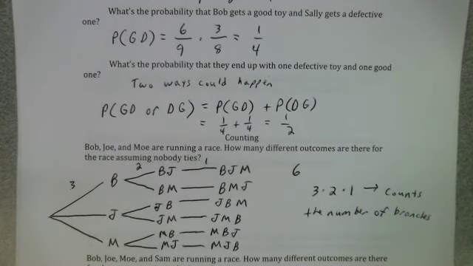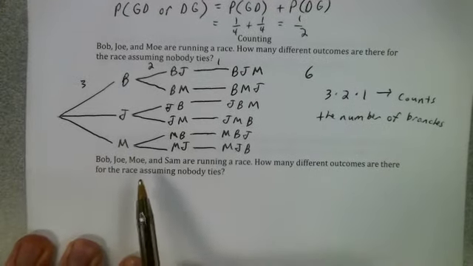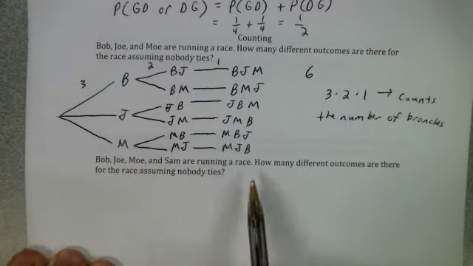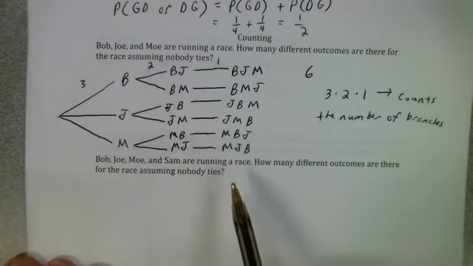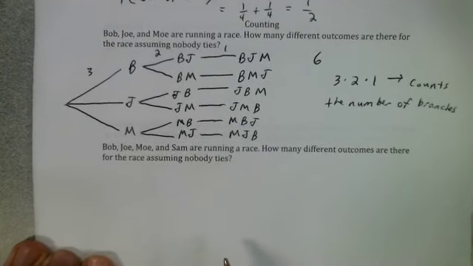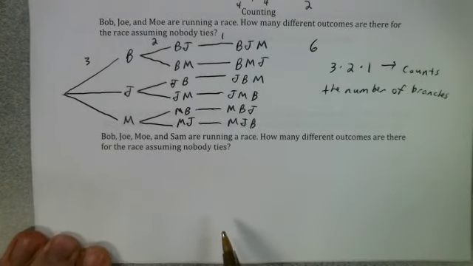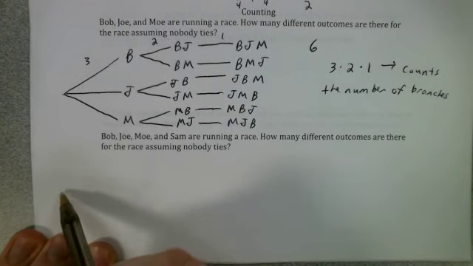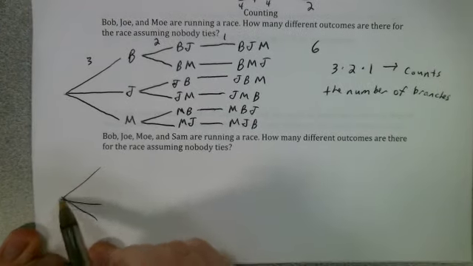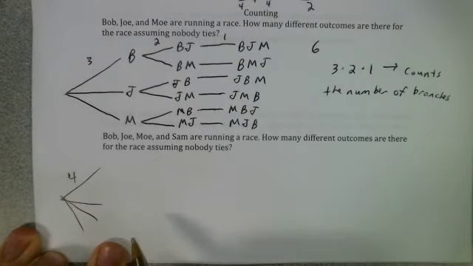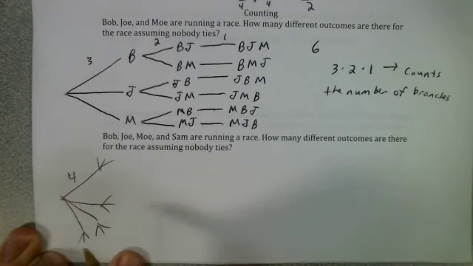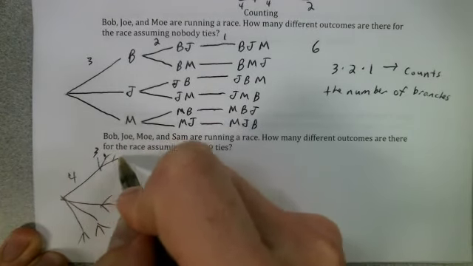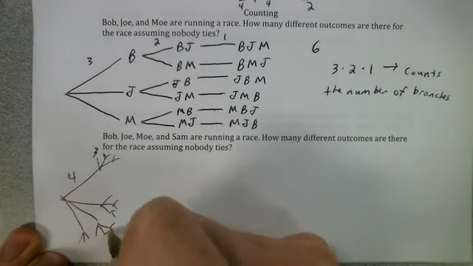So, new problem. Bob, Joe, Mo, and Sam are running a race. How many different outcomes are there for the race, assuming nobody ties? Now, you could do this problem with a tree diagram, but it's going to be a huge pain. You're going to have 4 branches. Off each of those, you're going to have 3 branches, and then off each of those, you're going to have 2 branches.